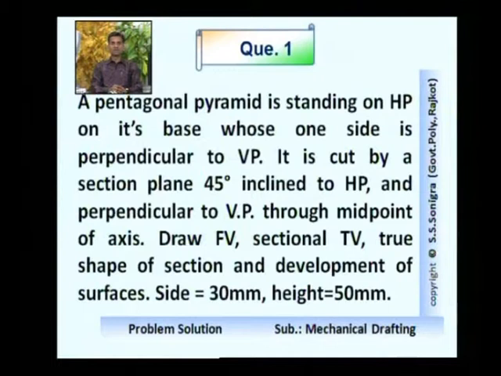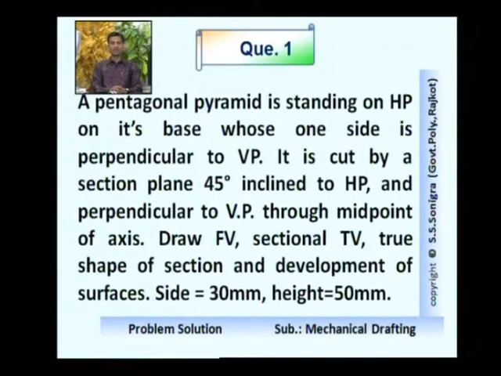Here a pentagonal pyramid is given with the side length 30 mm and height 50 mm. It is resting on its base whose one side is perpendicular to vertical plane. So we have to draw its top view in such a way that it's pentagonal in shape and one side is perpendicular to vertical plane, means it should be perpendicular to the XY line. Then this pyramid is cut by a cutting plane which makes an angle of 45 degree with horizontal plane and perpendicular to VP through the midpoint of the axis.